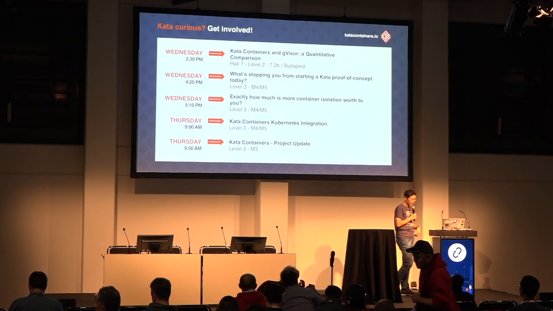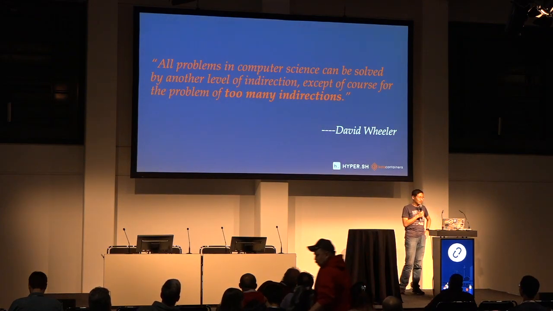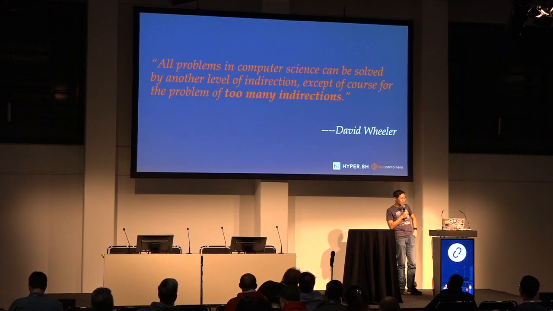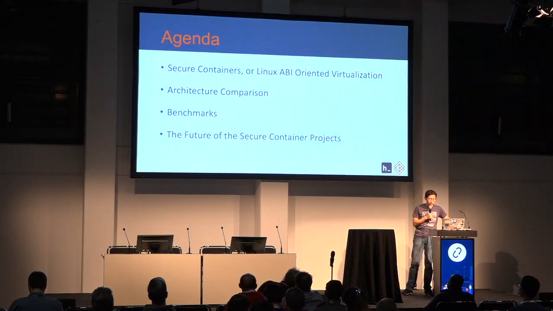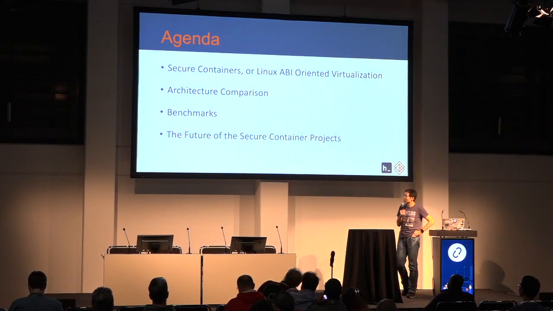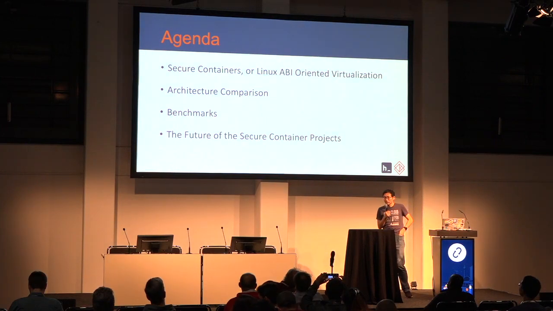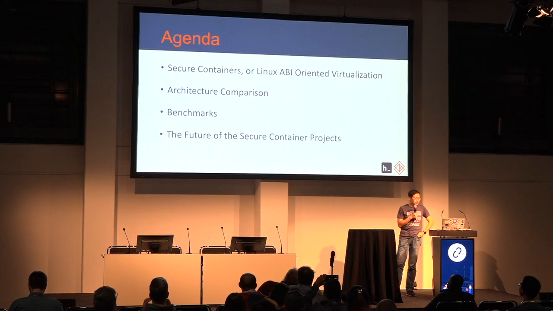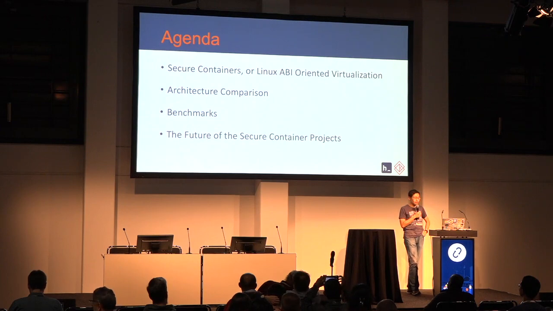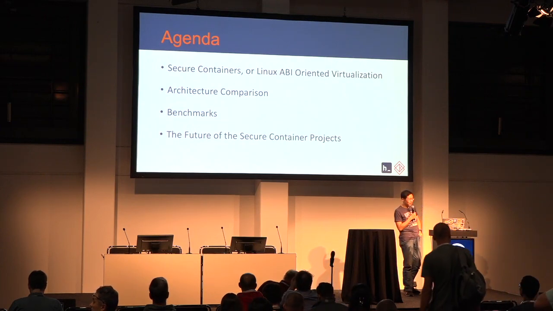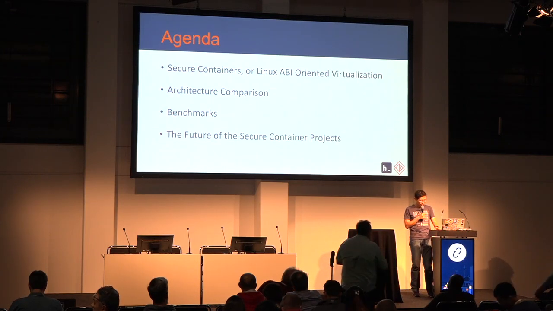And now, this is my topic. Actually, Kata Containers is about another indirection layer. I have four parts in this topic: a general introduction about secure container technologies, then I will compare the architectures, then the main part is about the benchmarks, and at the last I will talk about the future.